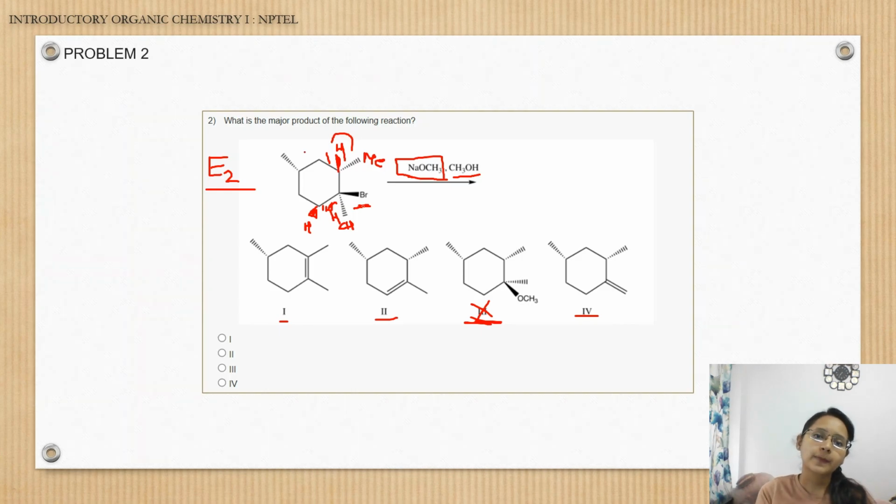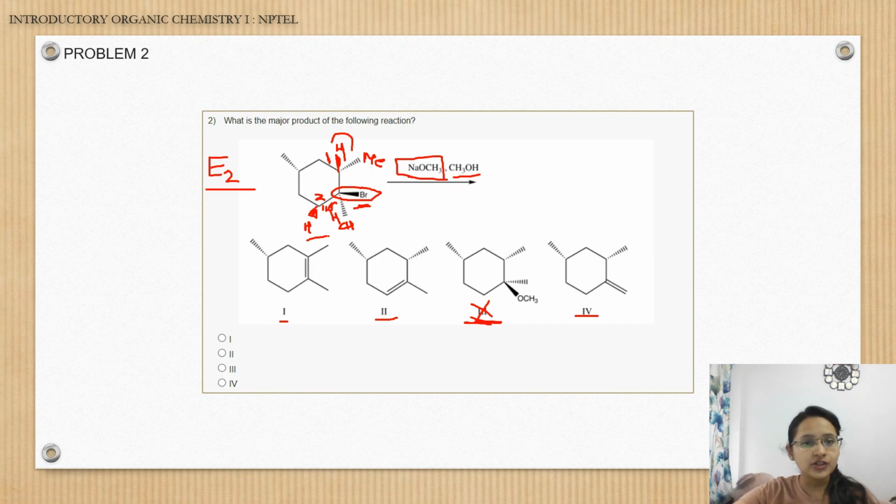So here, if you see in carbon number 1, the hydrogen stereochemistry is above the plane, and the leaving group is also present above the plane. So that means this hydrogen is not going to be eliminated because it is not anti-periplanar to the leaving group. Now coming to the adjacent carbon, carbon number 2, here you have both possibilities. Both hydrogens are present, one above the plane and one below the plane.